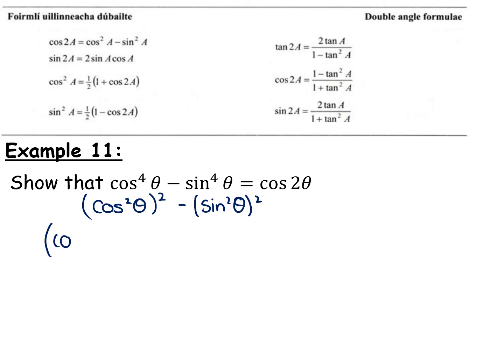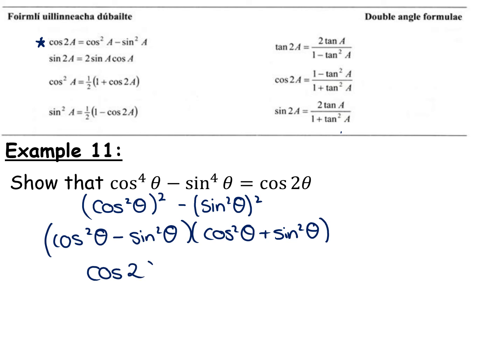Difference of two squares gives us cos squared theta minus sine squared theta, times cos squared theta plus sine squared theta. Above here we're told that cos squared theta minus sine squared theta gives me cos of 2 theta. And from page 13, cos squared theta plus sine squared theta gives me 1. So that actually equals cos of 2 theta, and that is exactly what we want. Proven.